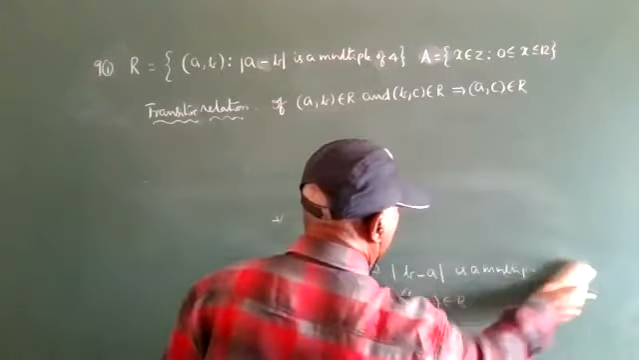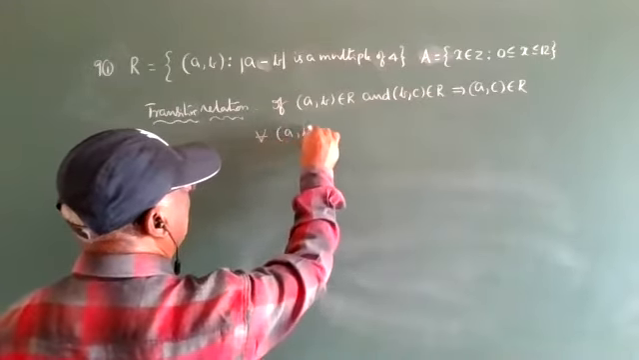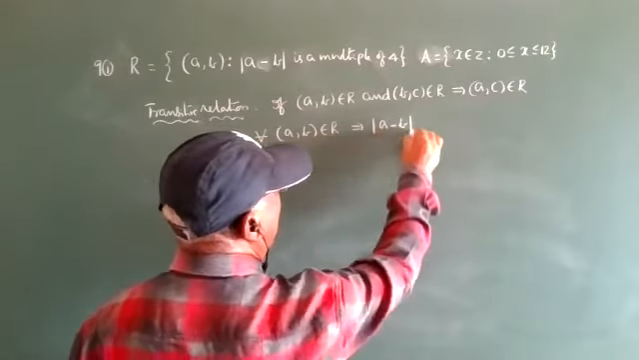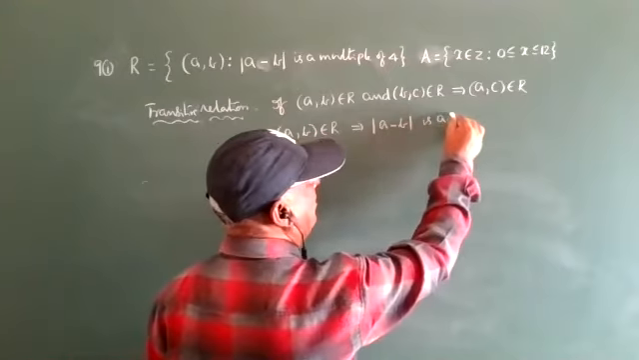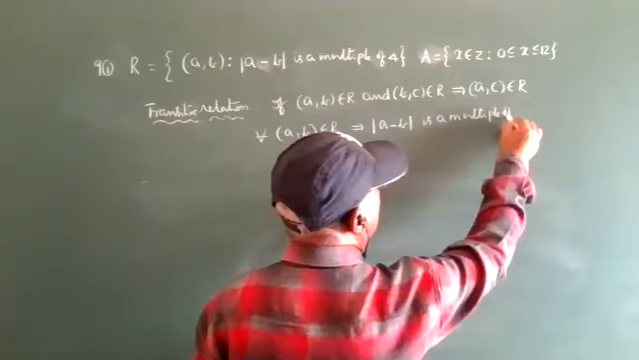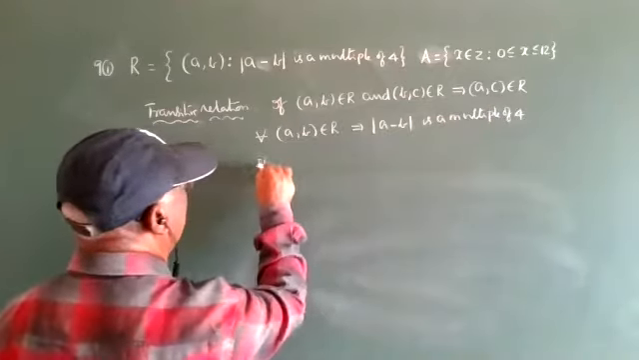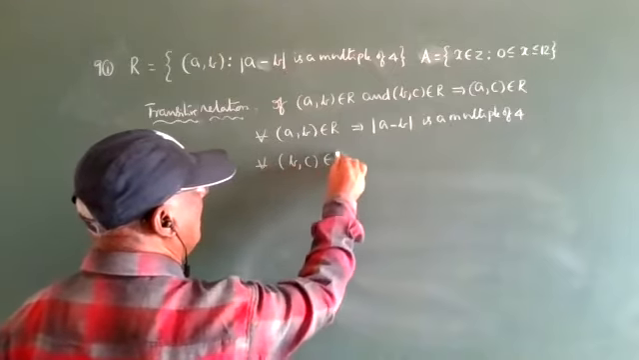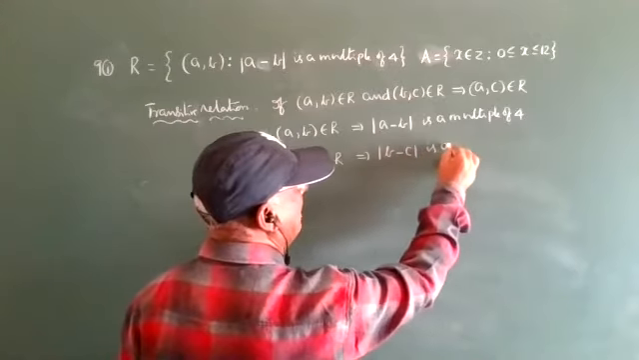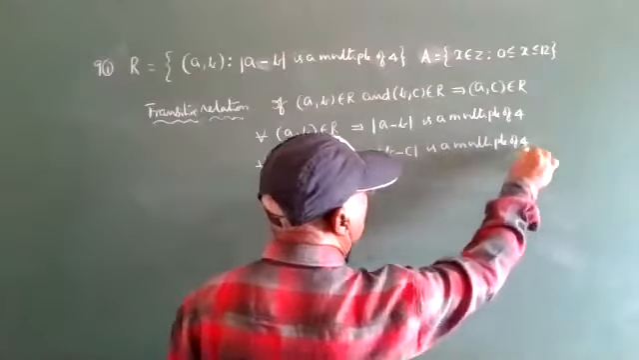Everyone take first (A, B) belongs to R. By the definition, modulus of A minus B is a multiple of 4. Next, for (B, C) belongs to R, modulus of B minus C is a multiple of 4.